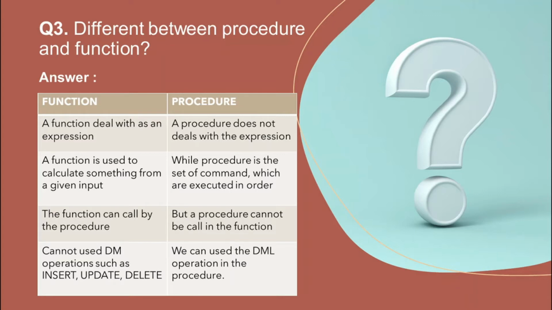Functions cannot use DML operations like insert, update, delete. We use DML operations in the procedure. A function will always return a value, while a procedure has no such restriction that it should return a value. So these are the basic differences between a function and a procedure. So remember it.